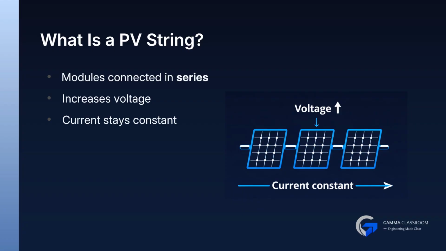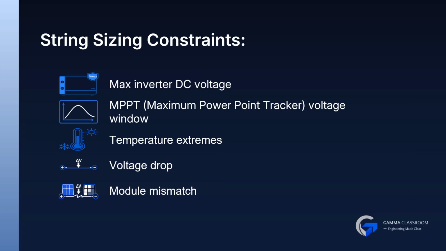A PV string is a set of modules connected in series. Voltage adds up while current stays constant. String sizing must satisfy inverter voltage limits, MPPT range, temperature extremes, voltage drop, and module mismatch.